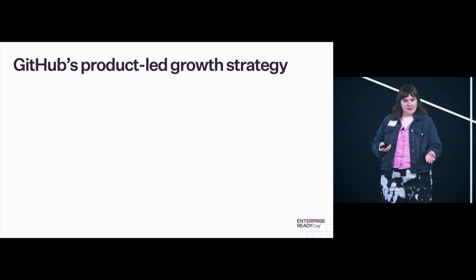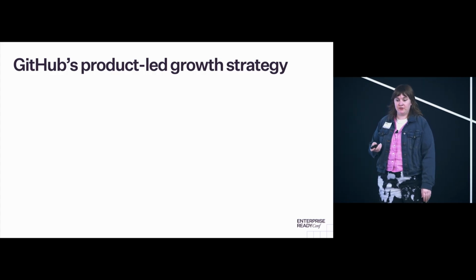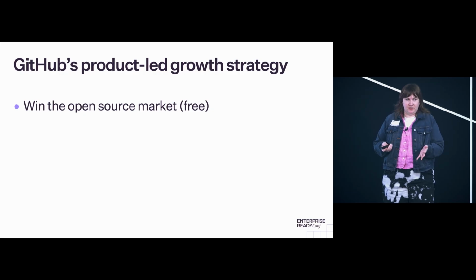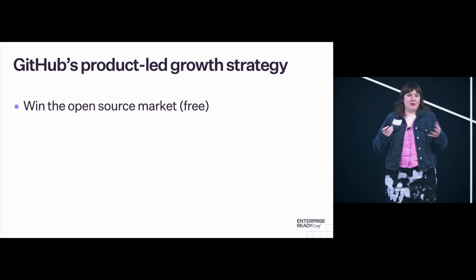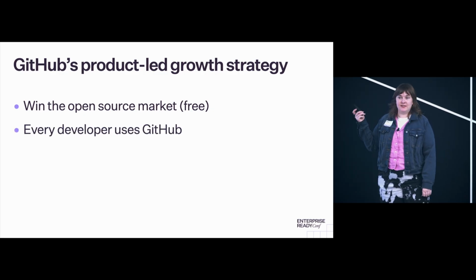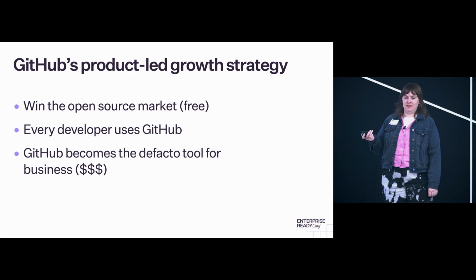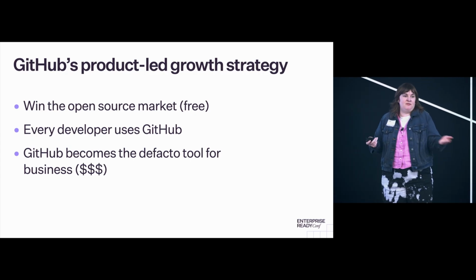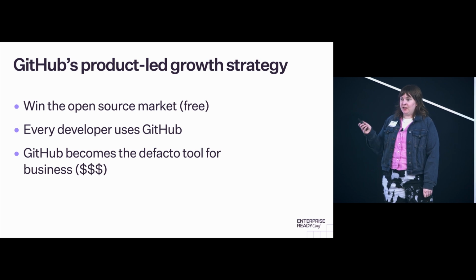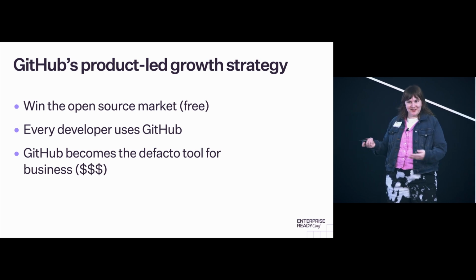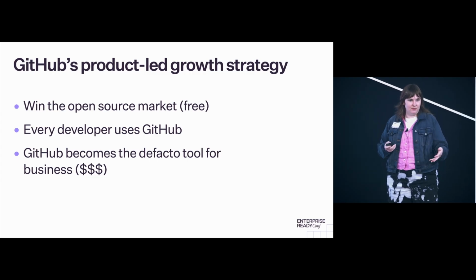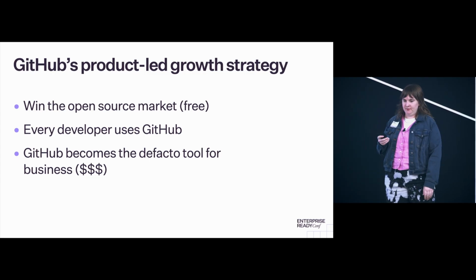So why did GitHub do it this way? And I think it's because of their product-led growth strategy. They prioritized winning the open source market. This is largely free, public repos are free. Then every developer uses GitHub. And then finally, you start a company. GitHub's the de facto tool for what you would use for source control. And if GitHub had made different identity decisions along the way, it could have worked against this strategy. Instead, the decisions they made were influenced by this.